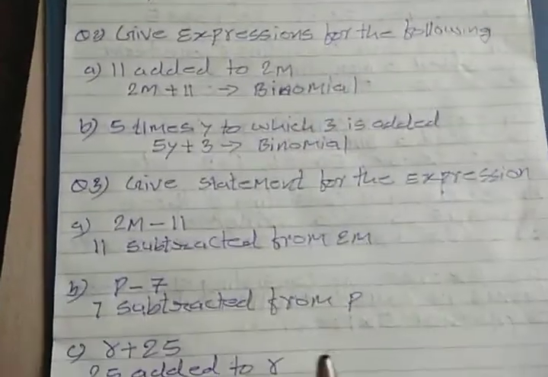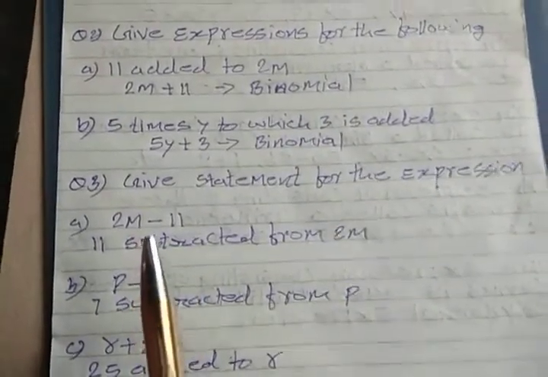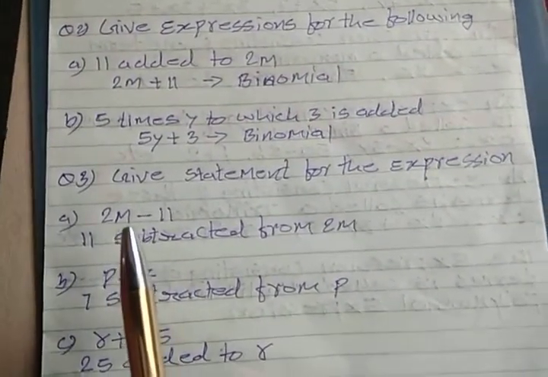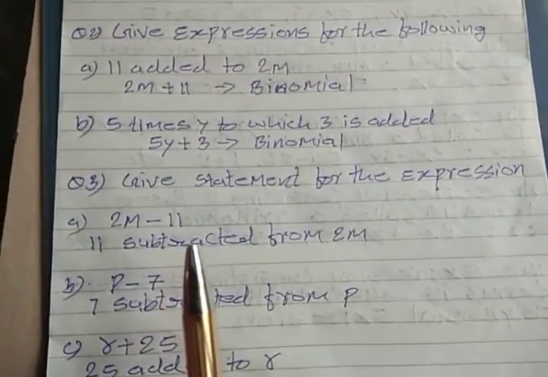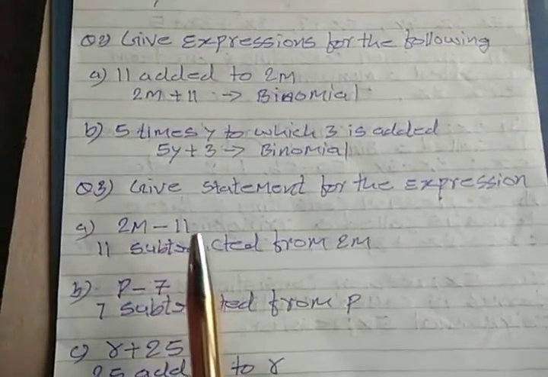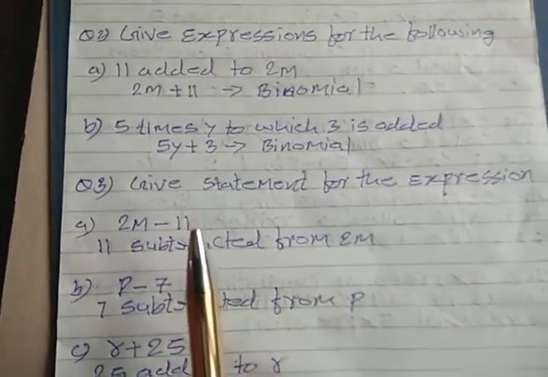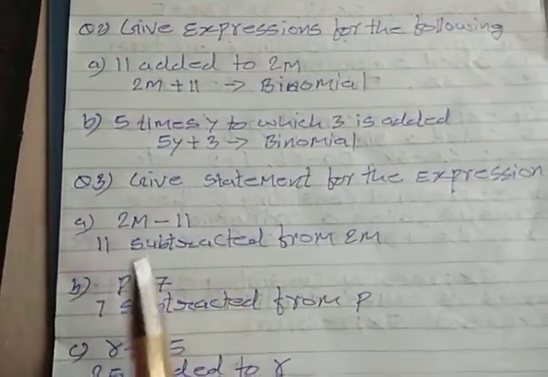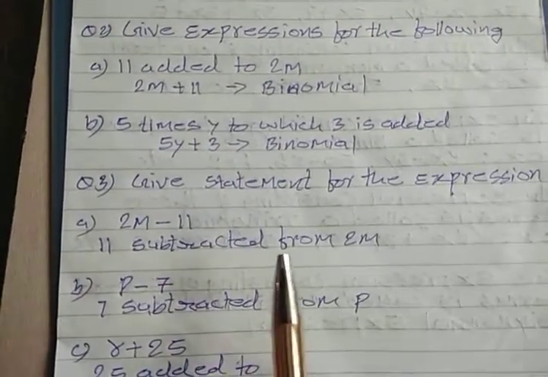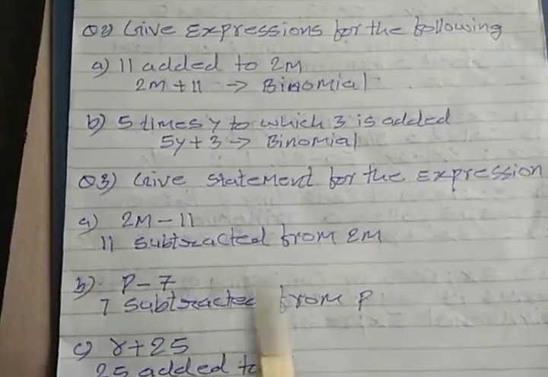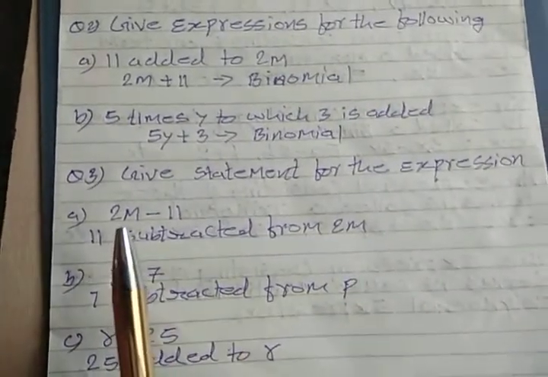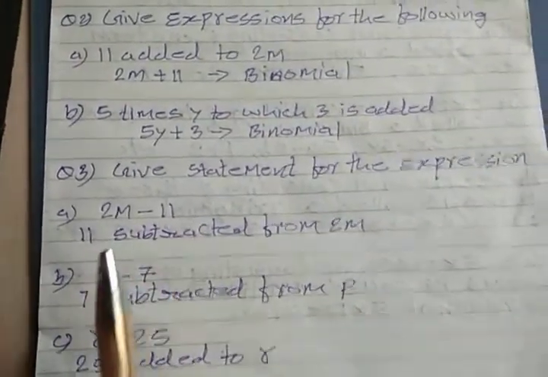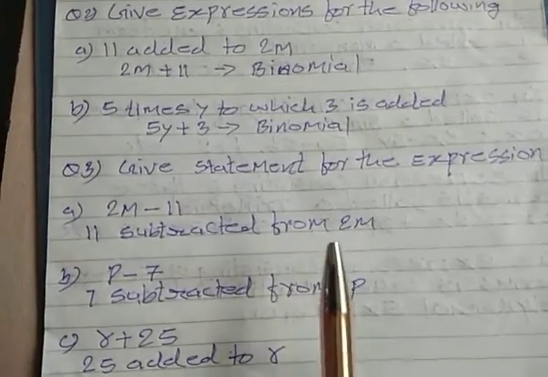Now here we will prepare a statement from the given expression. Here the expressions are given and we are making the statement for each. 2m minus 11. How to make a statement for this 2m minus 11? 11 subtracted from 2m. The expression is 2m minus 11 and the statement is 11 subtracted from 2m.